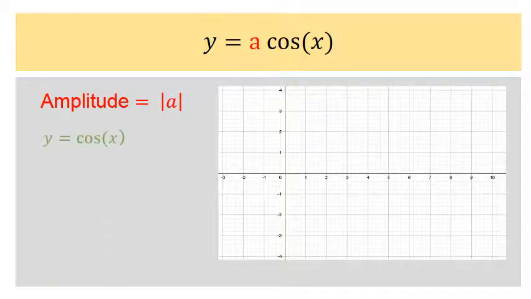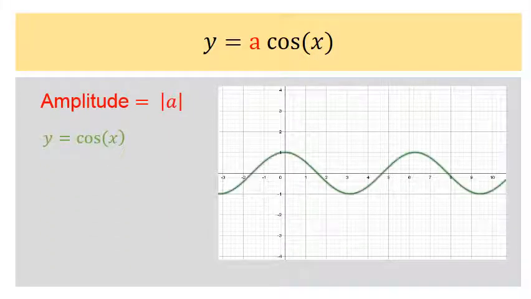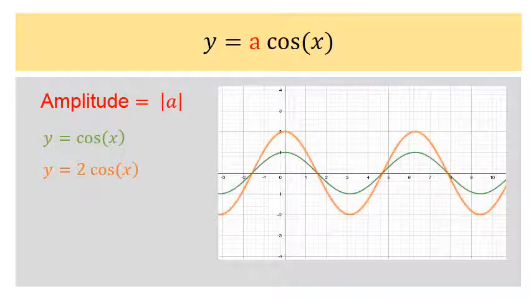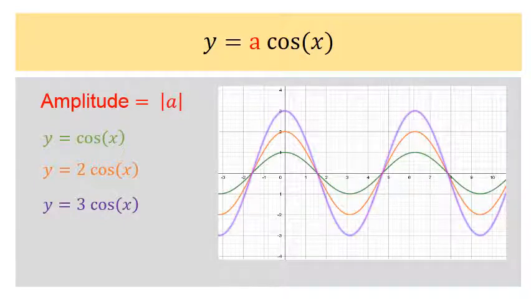For example, the graph of y equals cosine x. The graph of y equals 2 cosine x. The graph of y equals 3 cosine x. The graph of y equals 4 cosine x.